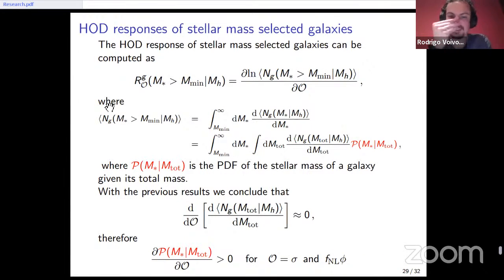And here we just try to explain why you see this non-zero response for the galaxy selected by the stellar mass, but we didn't see a non-zero response for the galaxy selected by the total mass. And the point is that the response, again, is just the derivative of the mean number of galaxies, in this case the mean number of galaxies with stellar mass higher than some minimum mass threshold. And this HOD can be computed as an integral over the stellar mass of the distribution of the stellar mass of the subhalos. And this quantity can be written as an integral over the total mass times the stellar to total mass relation. So you have an expression like this for this specific HOD.